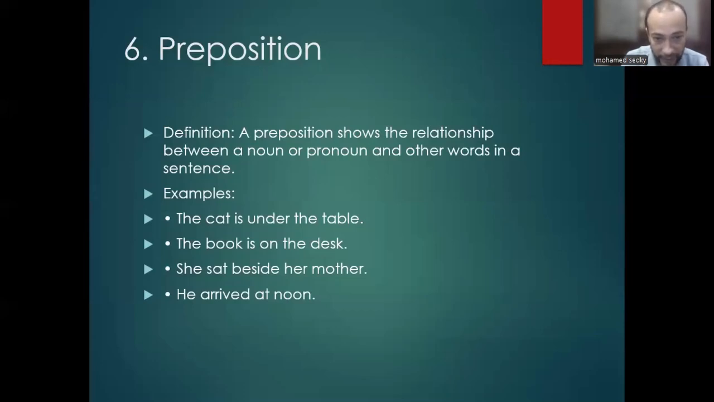Now, we can see that it's linking a noun or a pronoun to other words in the sentence. She arrived at noon. It refers to a preposition of time.